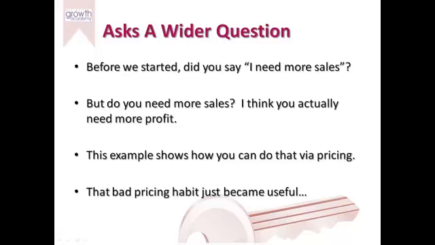Now, in this example, your bad pricing habit just became very useful. Your bad pricing habit, the fact that you're resistant to change and you're sticking to your 40% markup line, just became very useful because you've just taken your profits from £20,000 to £48,000, a massive increase. You've more than doubled your profits. You've had a 150% increase in your profits.